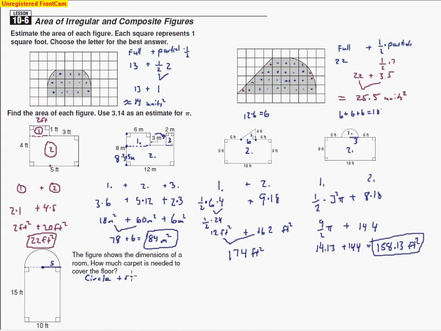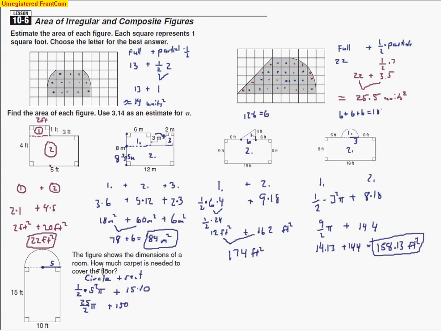So I'm going to find the area of the circle first, and then I'm going to add the rectangle's area. So the area of the circle is 1/2, because it's half of a circle, times 5 squared times pi. So that makes 25 divided by 2 times pi, plus the area of the rectangle. Well, the rectangle is 15 times 10. This is just base times height. So when I multiply those, I get 150. So the hard work is just that 25 divided by 2, and then times 3.14.